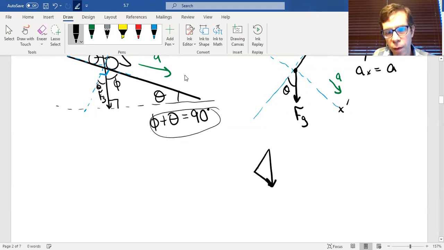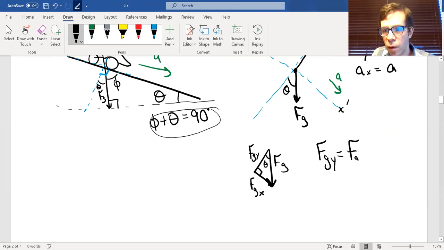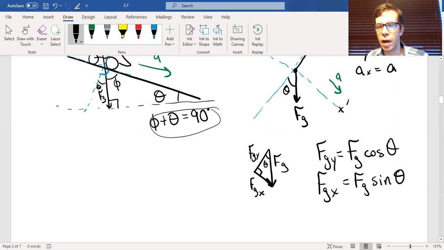I draw a right triangle here with sides parallel to my axes and the angle theta. This is my FG in the y direction, and this is my FG in the x direction. And we now see that the y component is adjacent. So the y component of gravity is related to the cosine because it's adjacent. And the x component of gravity is related to the sine because it's the opposite side.